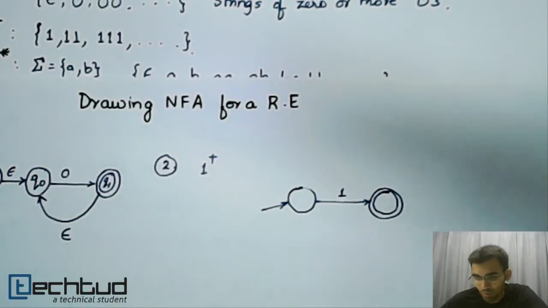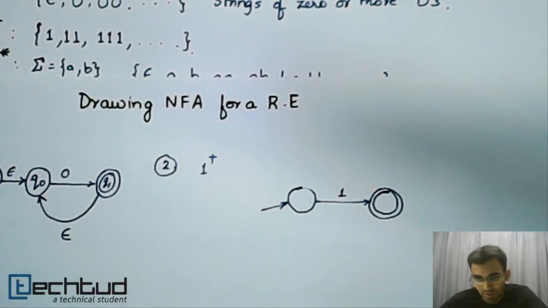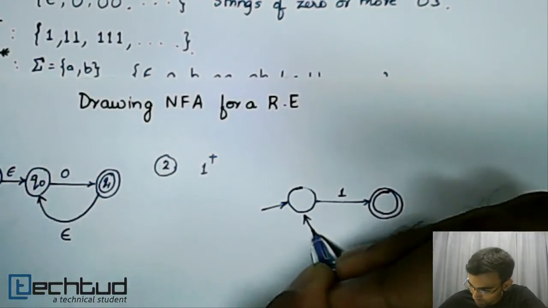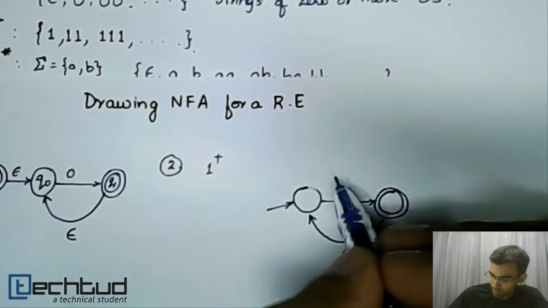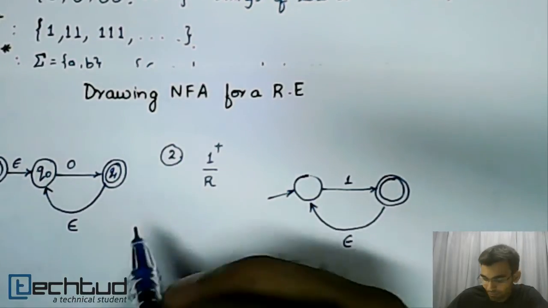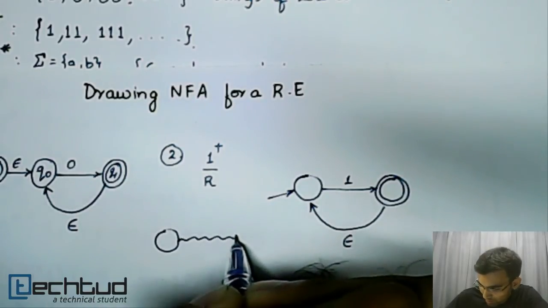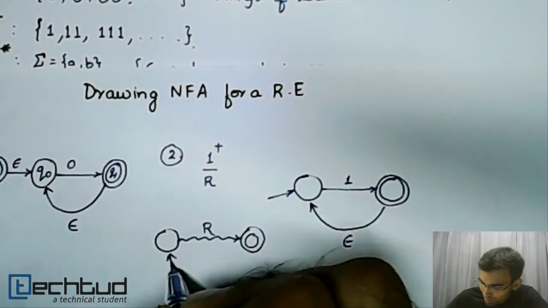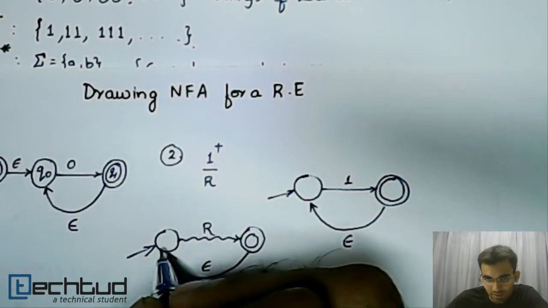Now to accept more ones, what do I need to do? All I need to do is add an epsilon transition back from the final state to the start state, and that will accept 1 repeatedly. So whatever regular expression R is here, if I have a finite automaton which recognizes R, all I need to do is have an epsilon transition from the final state to the start state.